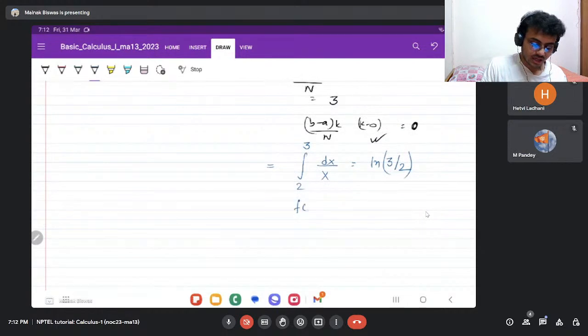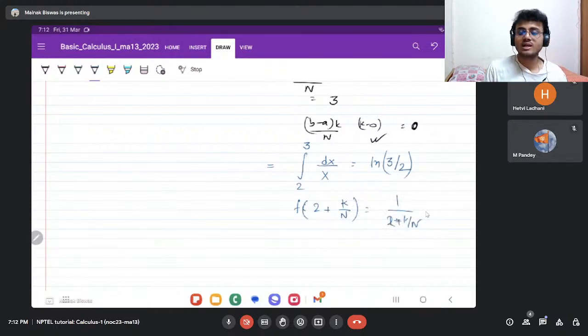You could have taken f of 2 plus k by n, right? And we found that this was equal to 2 plus k by n. And you are saying you take it as 2 plus x, right? That's what you are saying. I can also write this as f of k by n equal to this. Do you agree?